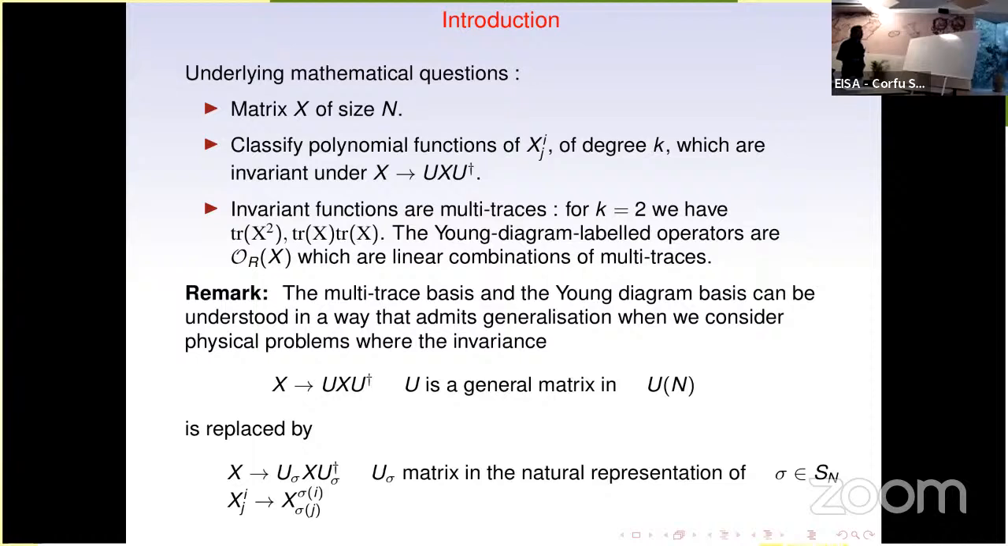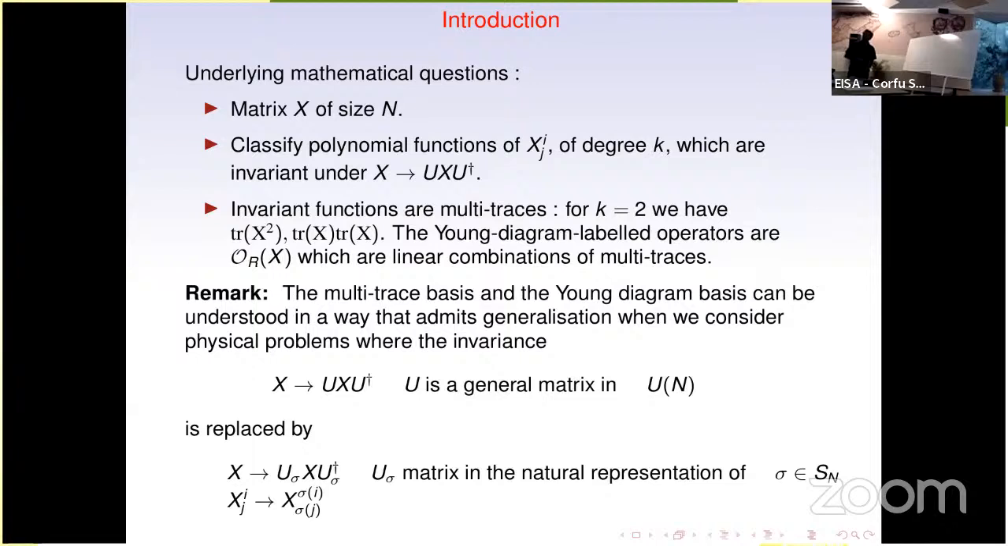These representation theory methods for understanding invariants can be generalized when you replace this invariant theory problem, X goes to U X U dagger for U a general matrix in U(N). Think about the n-dimensional vector space on which U(N) matrices act. On that same space you could also have S_n, the symmetric group, acting. This is called the natural representation. For every permutation you have a matrix in the natural representation, and you require functions invariant under this kind of transformation.